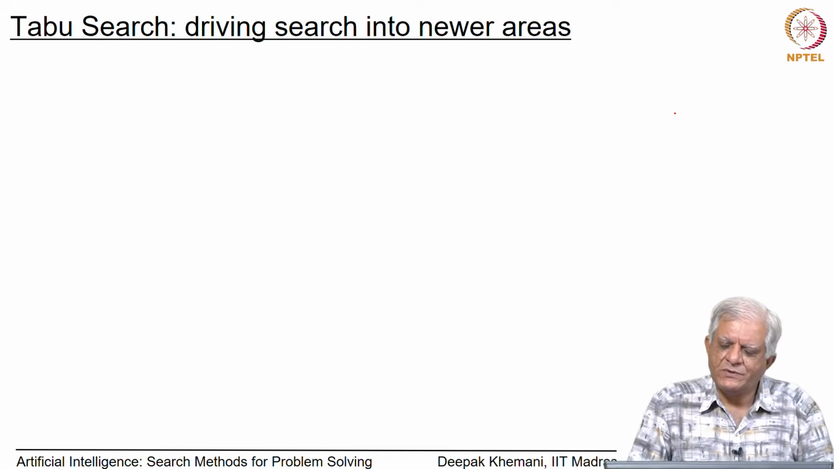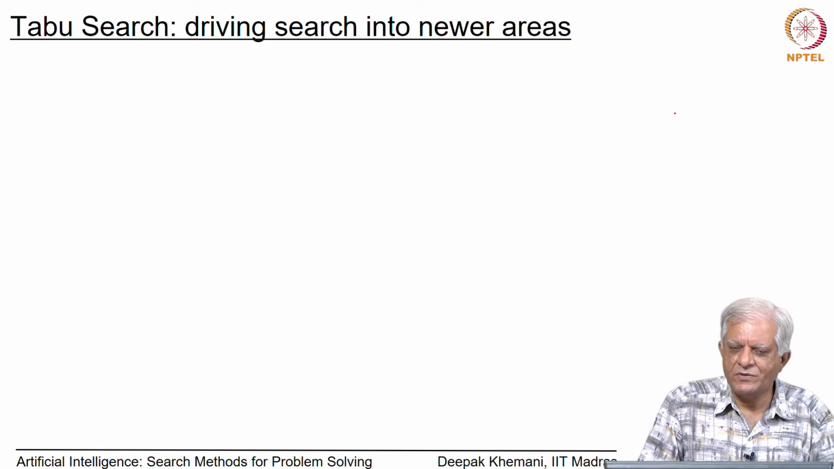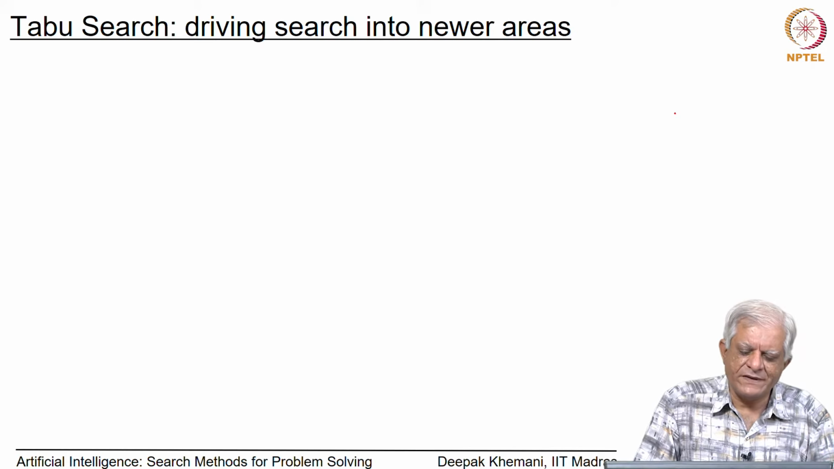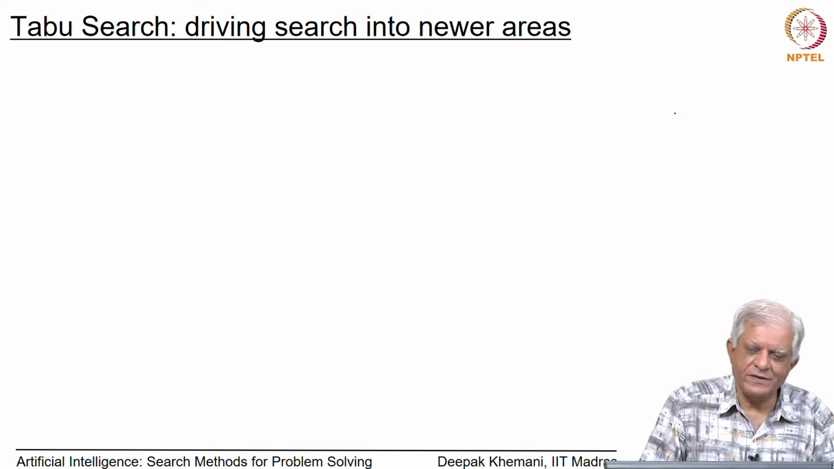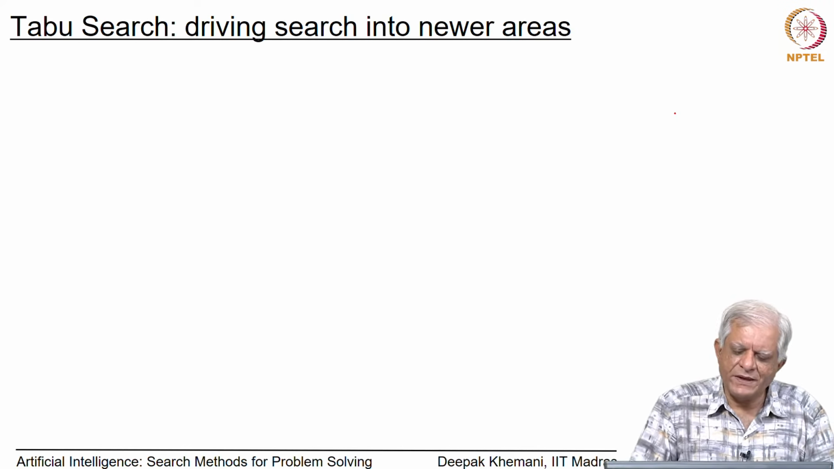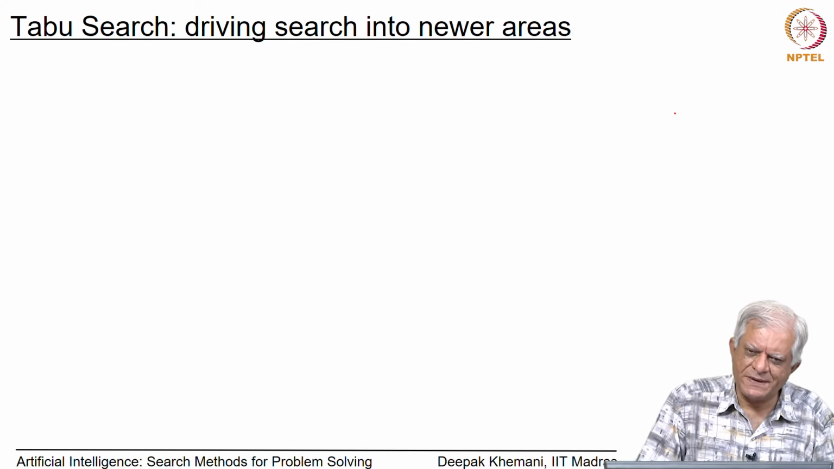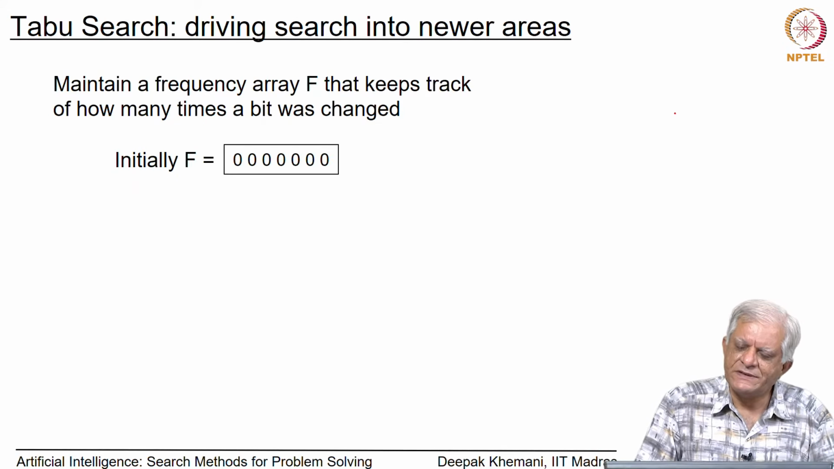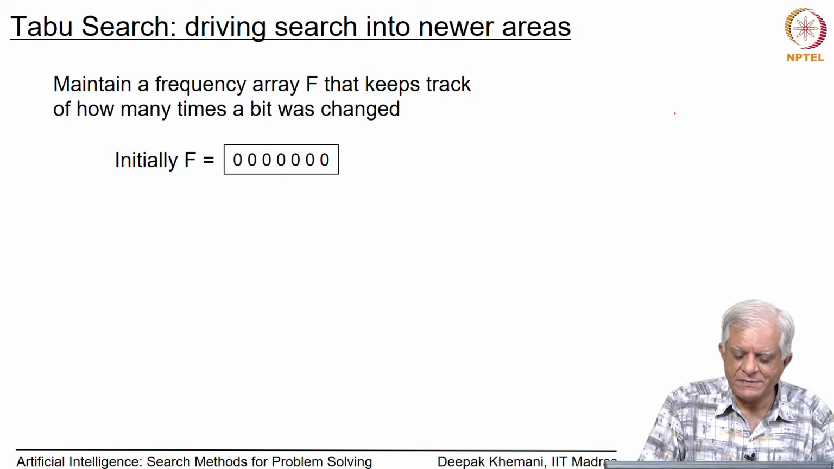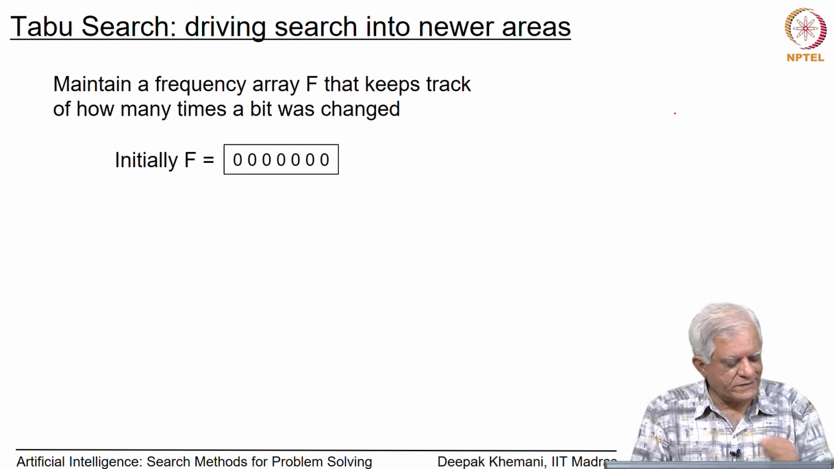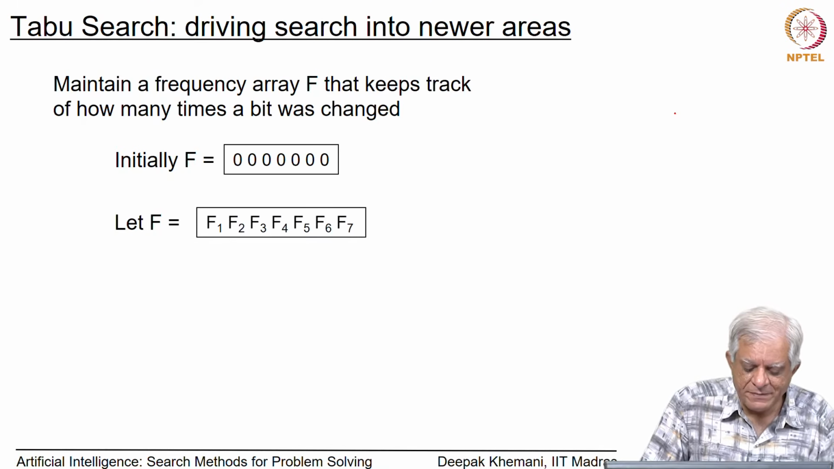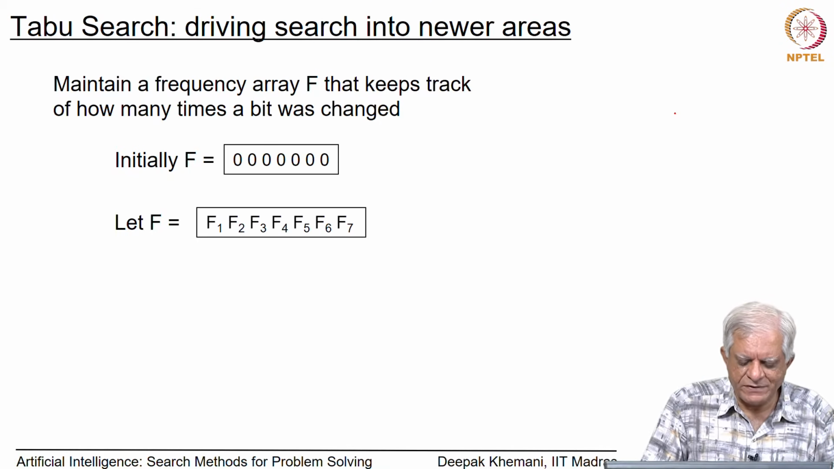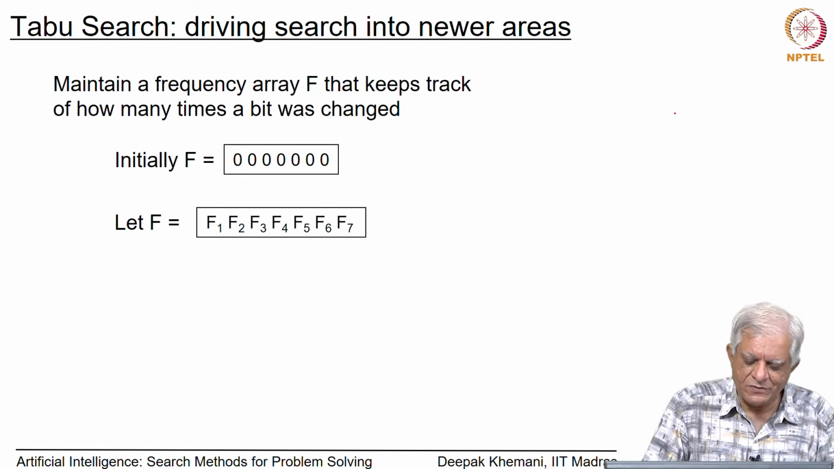Another approach that many people use is that if you want to drive search into new areas, then if there are certain moves that you have not made often enough, and by moves in this SAT problem we mean bits that you have changed, then you try to make those moves or try to encourage the algorithm to make those moves more often. So, we do this by maintaining a frequency array f that keeps track of how many times a bit was changed essentially. So, initially of course, when you start off f is zeros for every bit, but at some point let us say that f1 is the number of times that bit 1 was changed, f2 is the number of times that bit 2 was changed and so on.